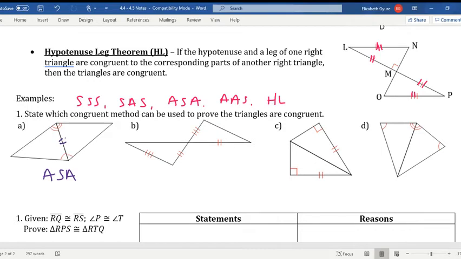What about B? Ella? No congruence. You will have a set of vertical angles here, right? But if you take a look, isn't that angle, side, side? Will that work if it's not a right triangle? Nope. So this one is a no or none or however you wanted to say that.